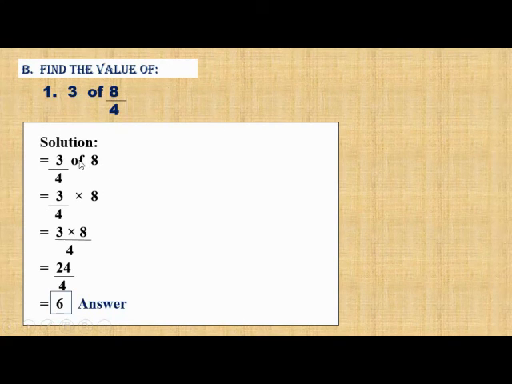First of all, you have to replace of by multiplication. 3 upon 4 multiplied by 8, then 3 multiplied by 8 upon 4. 3 8s are 24 and 4 is here. Now you have to check whether these fractions can be cancelled out or not. Yes, these are cancelled by the table of 4. 4 1s are 4, 4 6s are 24. So 6 is your answer.